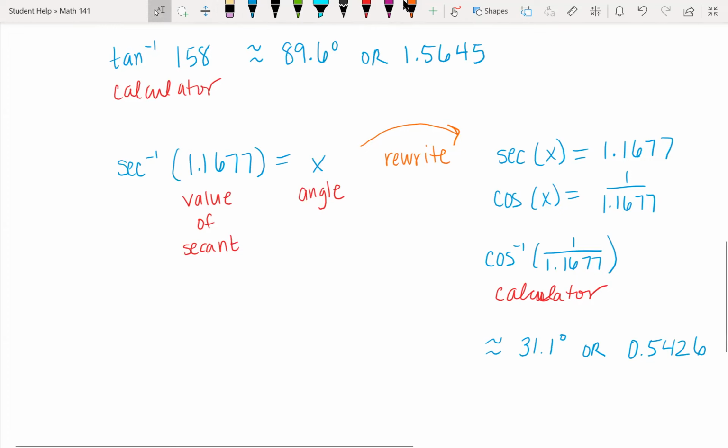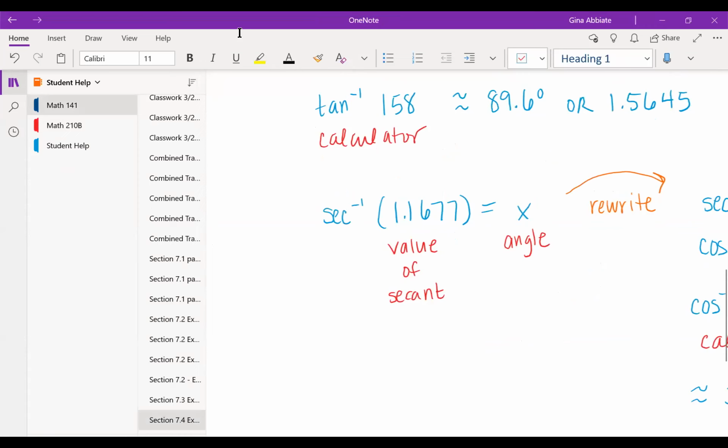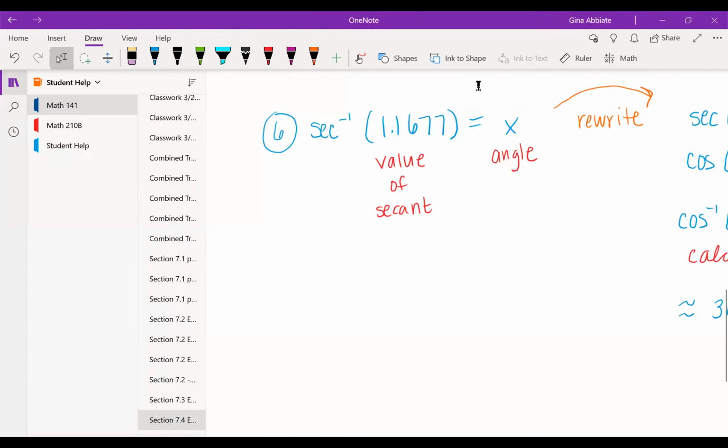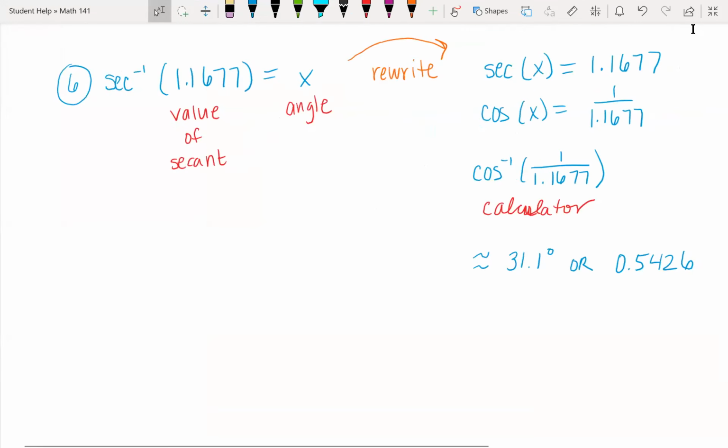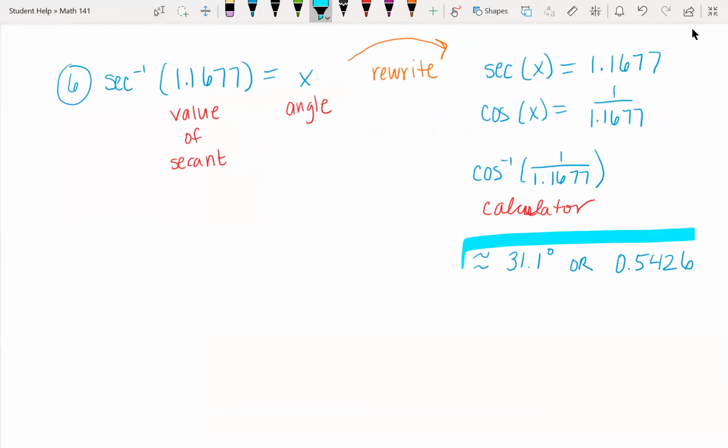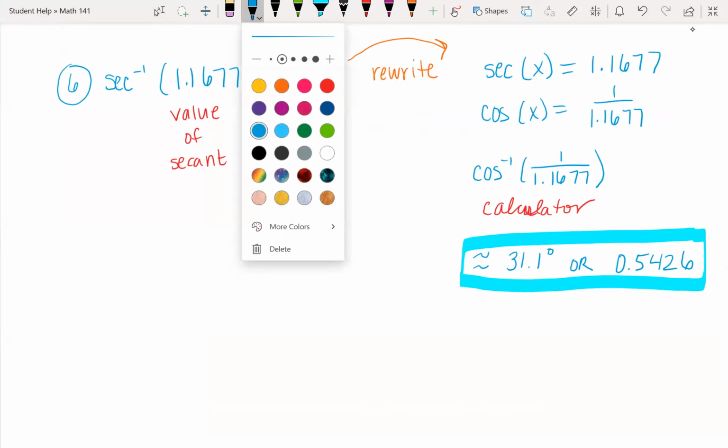I'm going to pause for just a second. I'm going to go back and number all of these so it'll be easier for you to read when you are going back to look at them. Okay, I'm back. I just wanted to go back and make sure that I numbered all of the problems so you could tell the difference between them.